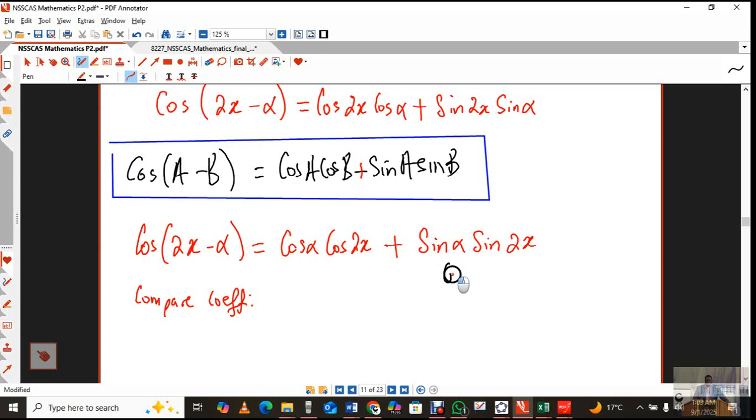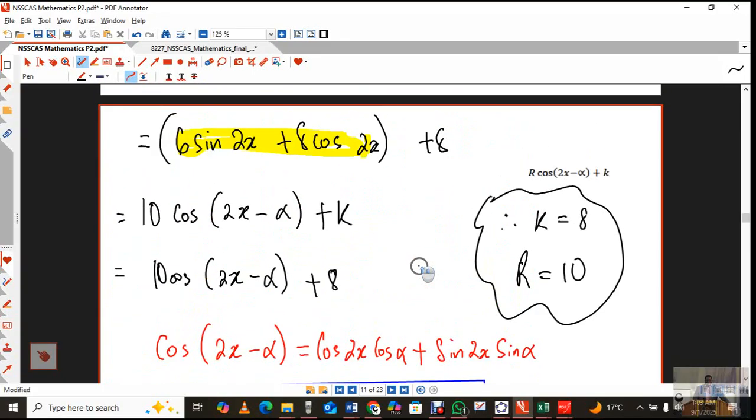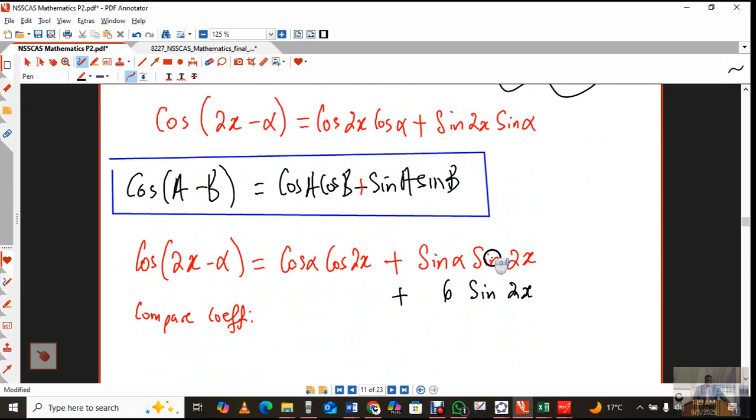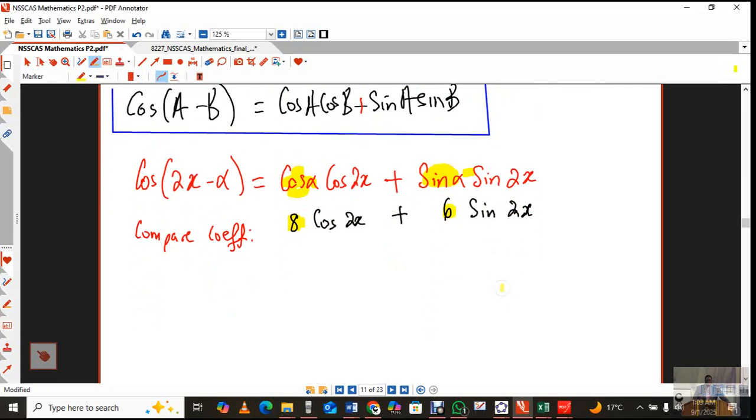6 sine 2x. I'm just going to rewrite it like this. And what is the other one for cosine? It is 8 cos 2x. So that's 8 cos 2x. So the coefficients that I want you to compare is this one over here with this one over here, and this one over here with that one over here. They are the coefficients of cos 2x and sine 2x respectively.